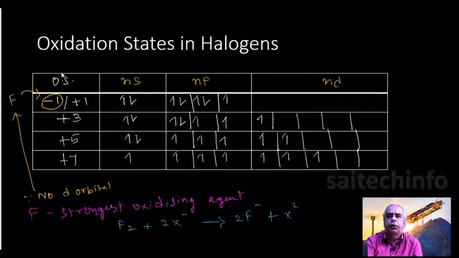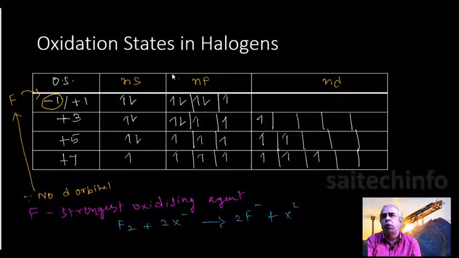Then in the case of +3, now in the excited state, one electron can jump over to a d orbital. You may ask me, sir, why not in fluorine? Because there is no d orbital for fluorine. Whereas in the case of chlorine, there are some empty d orbitals, so it can occupy those. So it becomes 1, 2, 3. So it can lose 3 electrons. It means +3 oxidation state is possible.